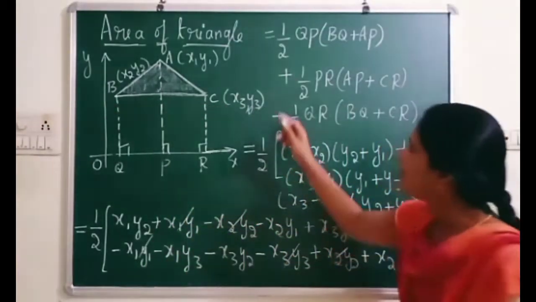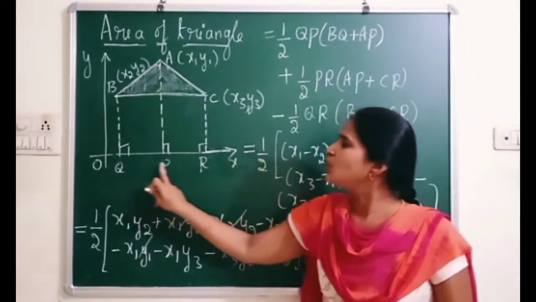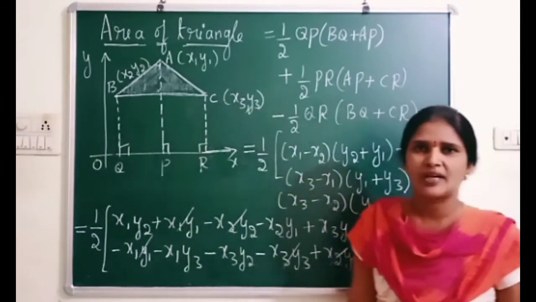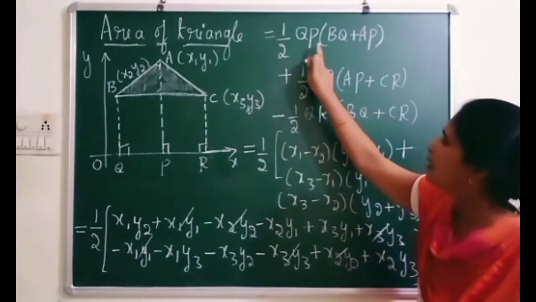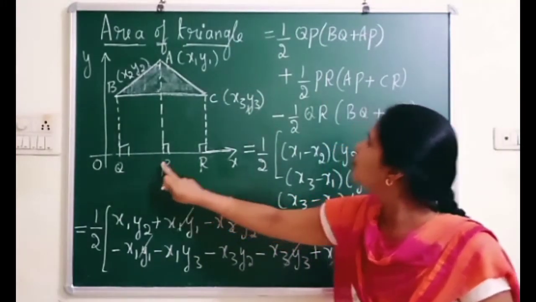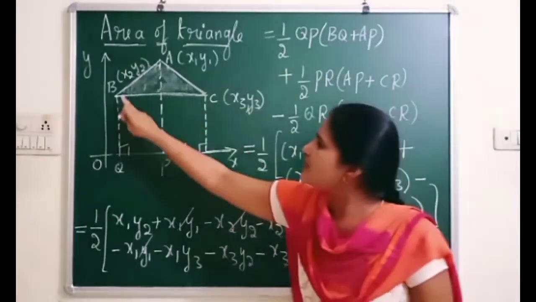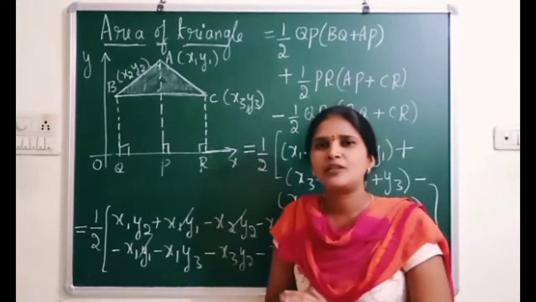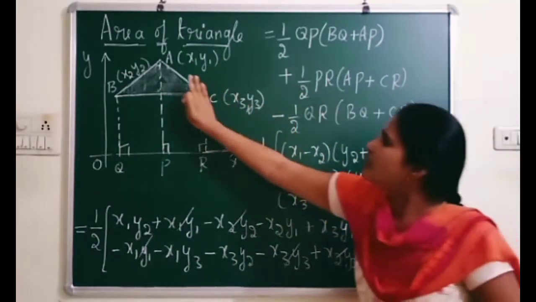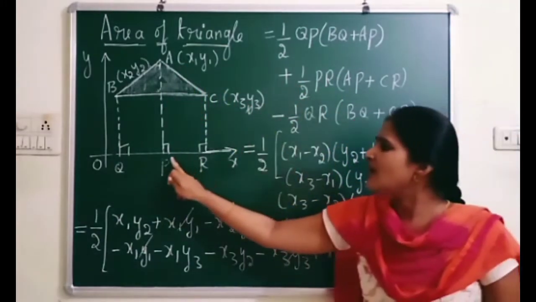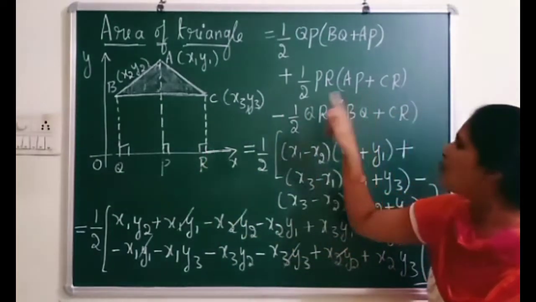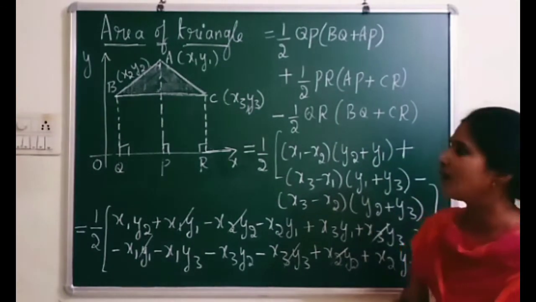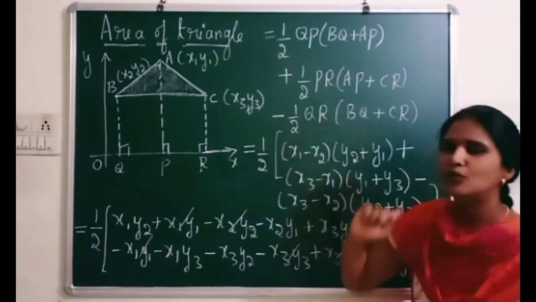So we had written area of trapezium ABQP plus APRC minus BQRC. So let us substitute now one by one. Half into, what is the height of this trapezium? QP into sum of parallel sides is what? BQ plus AP. So the derivation is a little lengthy, try to understand. Plus another trapezium, half into, what is height? Height is PR and sum of parallel sides is AP plus CR. You can see here AP plus CR minus half into QR.